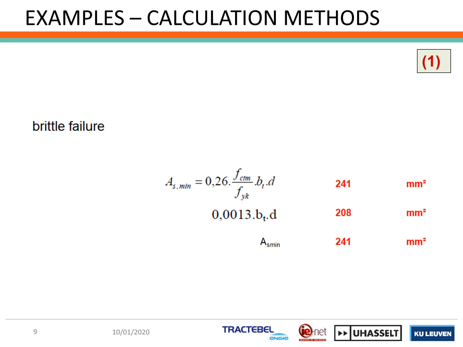If we take now the method 1 for brittle failure, then we only have to check those two formulas. It's quite straightforward. If you fill it in, you obtain the maximum of the two, which is 241 millimeters.